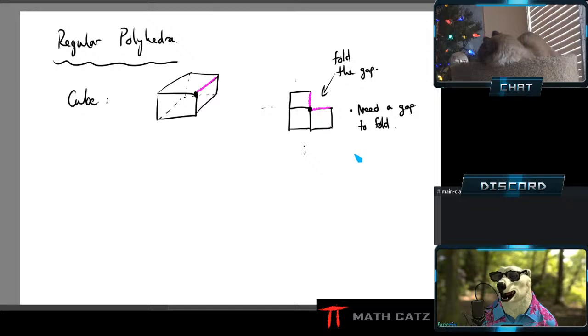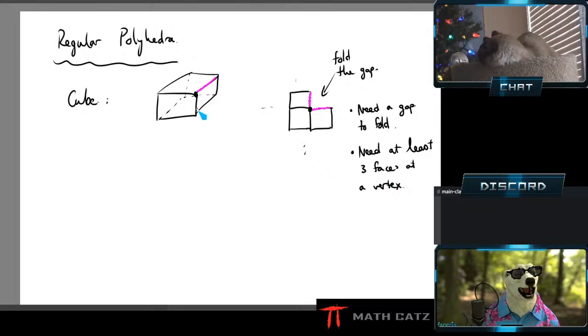successfully. And I also realized that I'm going to need 3 of these square faces, right? If I just have 2 faces, that's impossible. In my net here, I'll need at least 3 faces at a vertex, right? The cube has 3 square faces coming together at a vertex. And in this case, each face is a square.